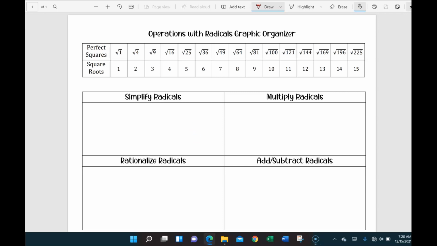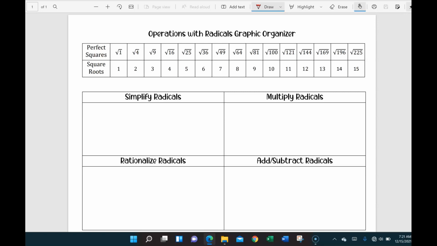All right, in this video, we are going to review each of the operations with radicals that we've discussed so far in this unit. And you'll notice that on this graphic organizer we have given you your list of perfect squares and what their square roots are so that you can refer to them. Remember, if a number that is a perfect square is underneath the radical, when you take the square root of that, the radical is going to disappear completely.